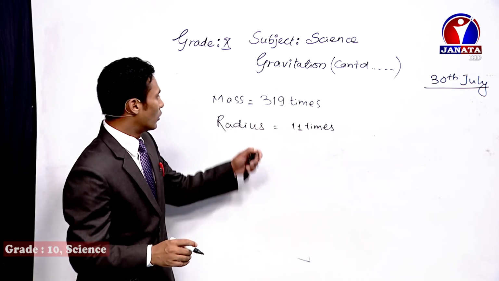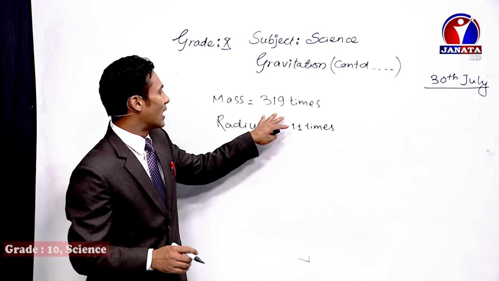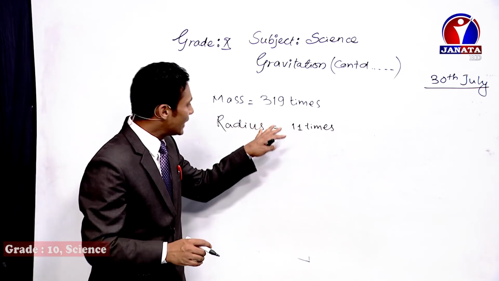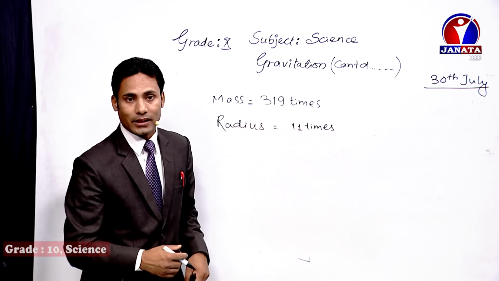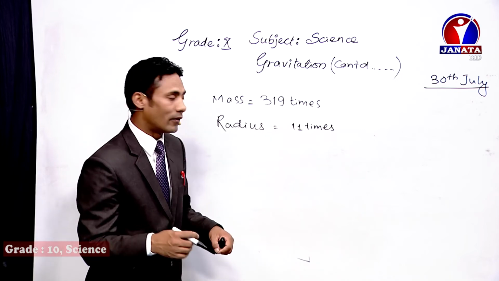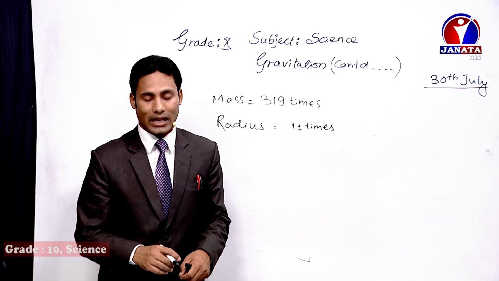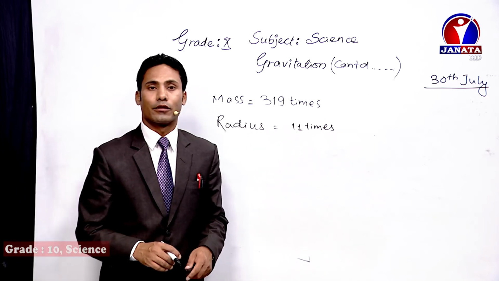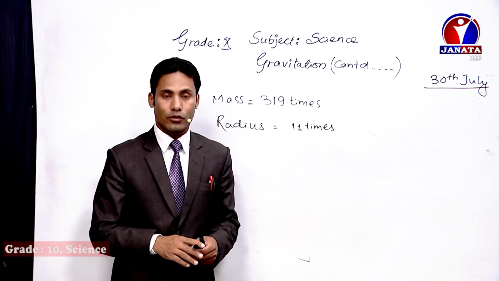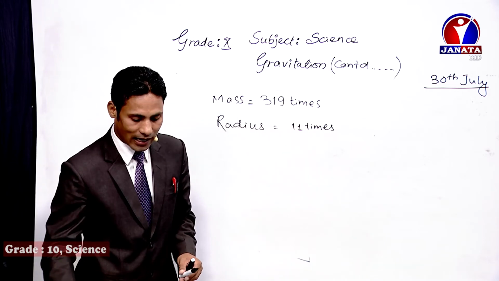Clear? So though the mass is 319 times greater, the radius is also 11 times greater. That is the case of Jupiter. That's why acceleration due to gravity is only 2.5 times greater than the acceleration due to gravity of the Earth. So in that way, you can write down the answer, right?